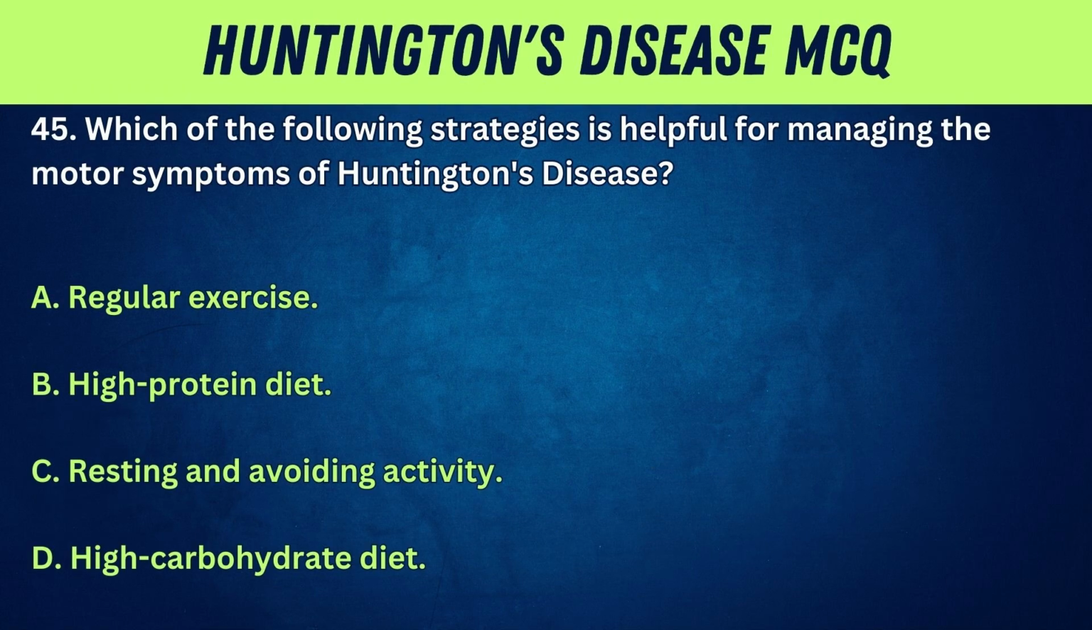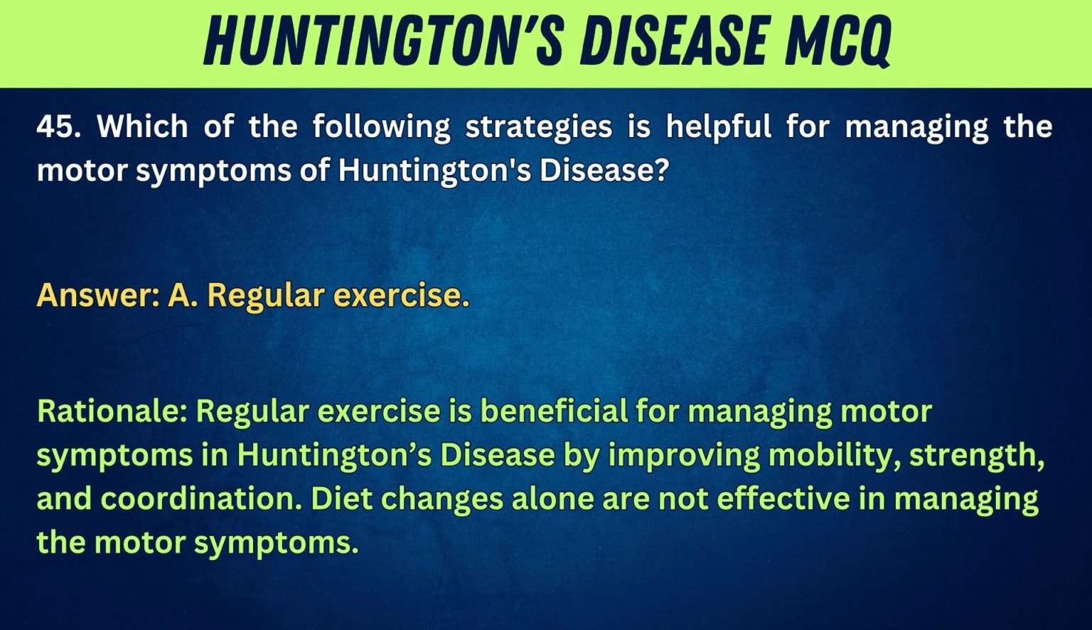45. Which of the following strategies is helpful for managing the motor symptoms of Huntington's disease? A. Regular exercise. B. High-protein diet. C. Resting and avoiding activity. D. High-carbohydrate diet. Answer: A. Regular exercise. Rationale: regular exercise is beneficial for managing motor symptoms in Huntington's disease by improving mobility, strength, and coordination. Diet changes alone are not effective in managing the motor symptoms.